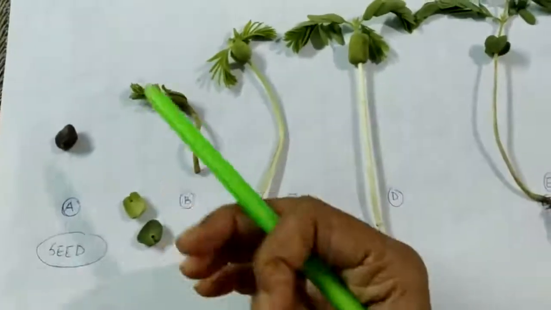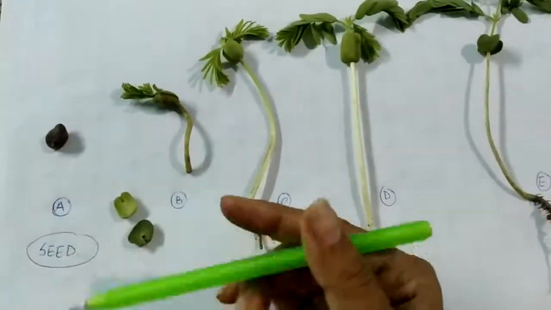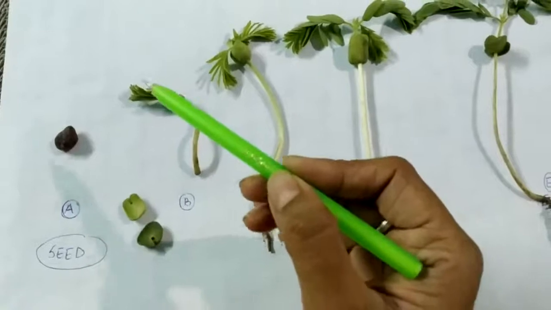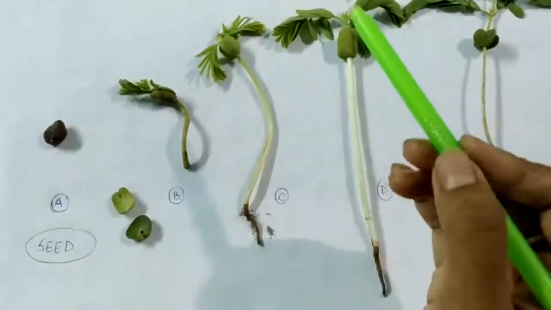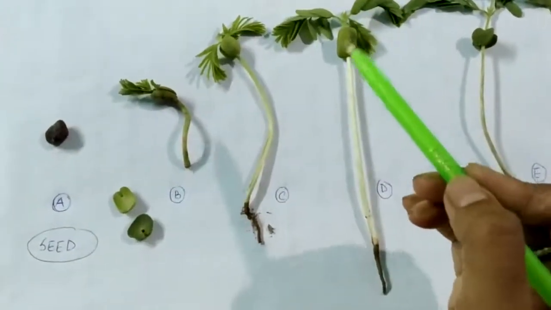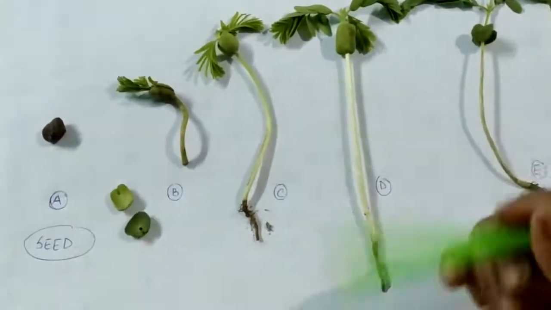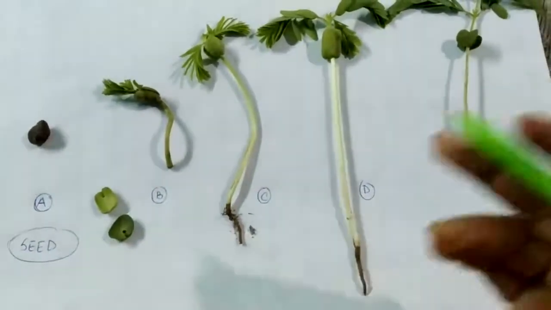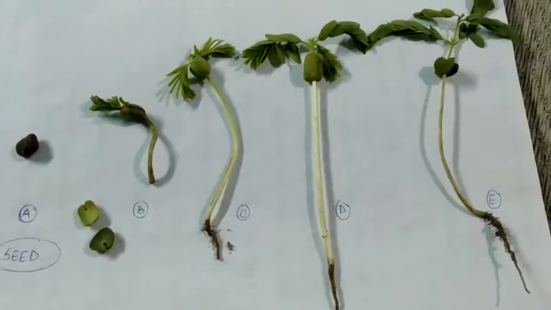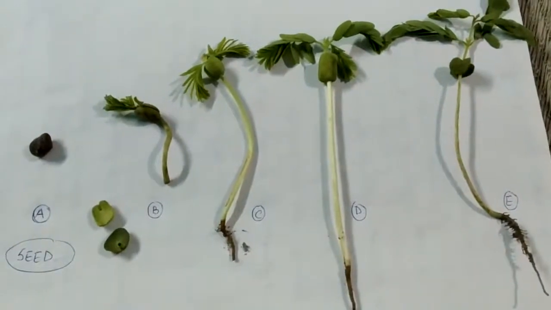But in case of hypogeal germination, the epicotyle moves faster, means the top portion moves faster. That is why the cotyledon remains within the soil. Okay. Now let us discuss the example in detail.